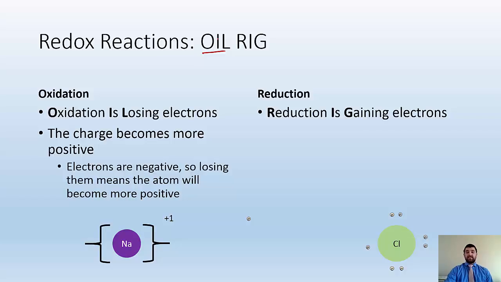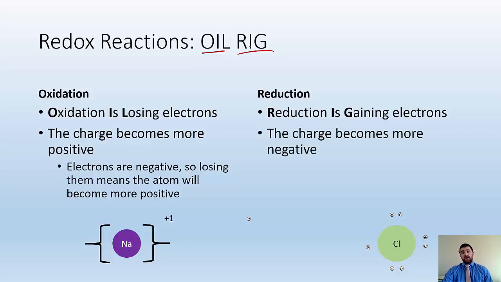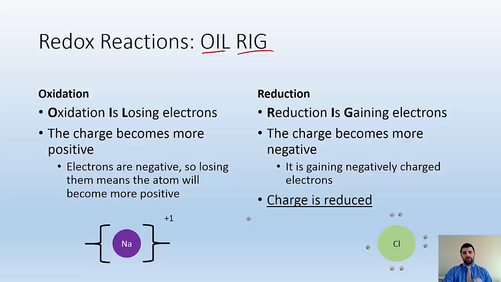Reduction is gaining. That's the RIG part. So you remember OIL RIG. Oxidation is losing electrons, reduction is gaining electrons. The charge becomes more negative because it's gaining a negatively charged electron. The charge is what's being reduced. So oxidation, reduction, they're talking about the charge. So it gains an electron, which is a negatively charged particle, giving the chloride ion with a -1 charge.